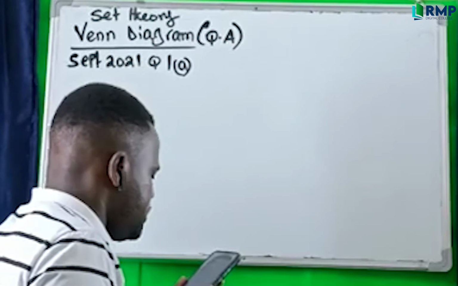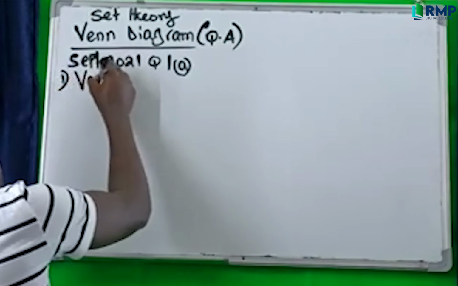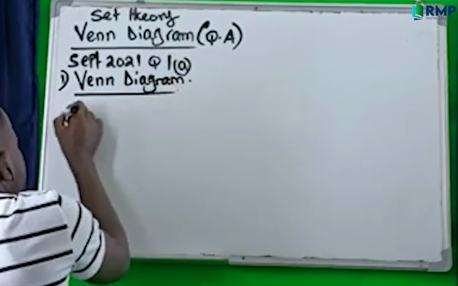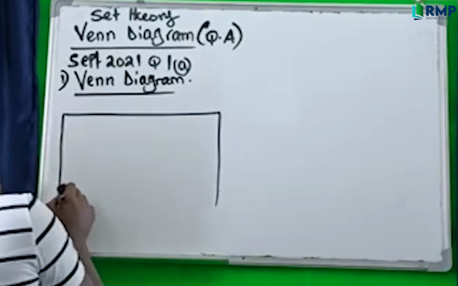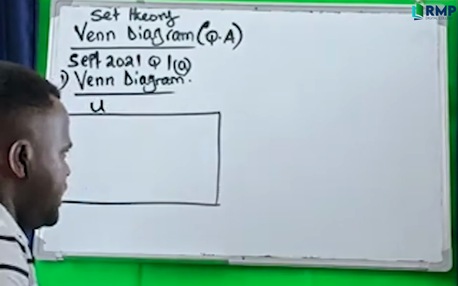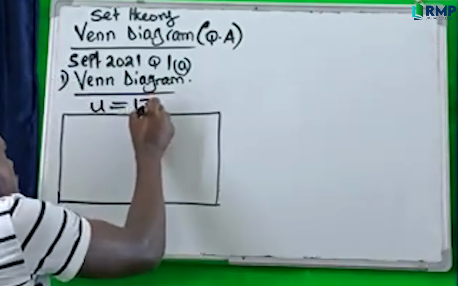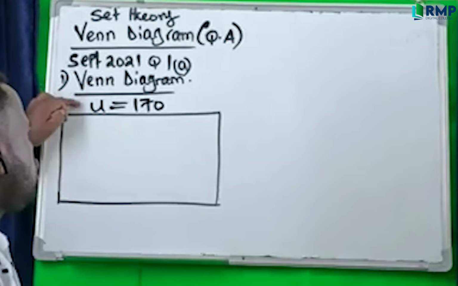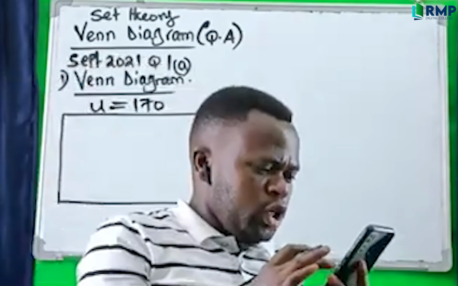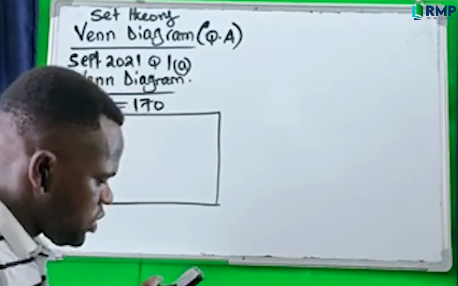Required: present the above information in a Venn diagram, that is Roman 1. For a Venn diagram, you draw the universal set, represented using a rectangle, then you give the total population of the customers. Because we are told we had 170 travelers, you put outside U to represent the universal set, U equals 170. Then how many subsets were there?